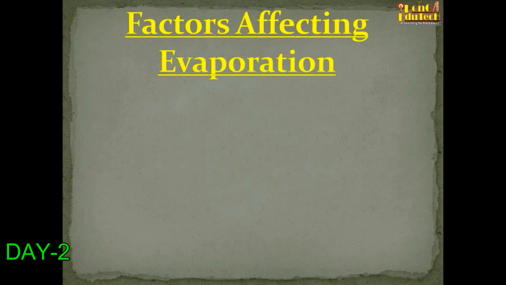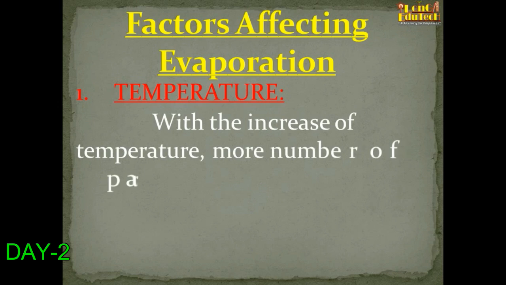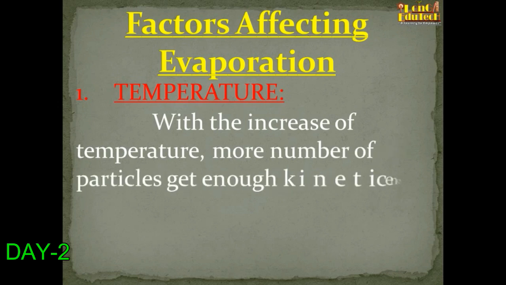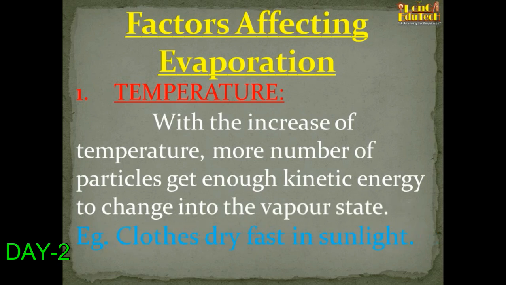Factors affecting evaporation. What are the factors affecting evaporation? First is temperature. How? With an increase in temperature, more particles get enough kinetic energy to change into the vapor state. Example: clothes dry fast in sunlight. Why do they dry in sunlight? Because sunlight contains heat, right? So due to that heat, when the sun's heat is more, our clothes dry very fast, right?